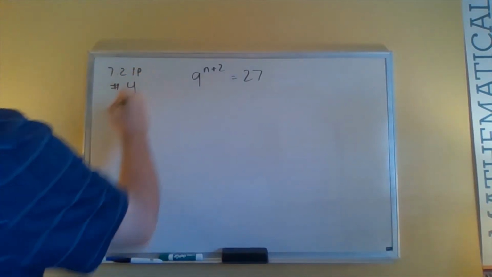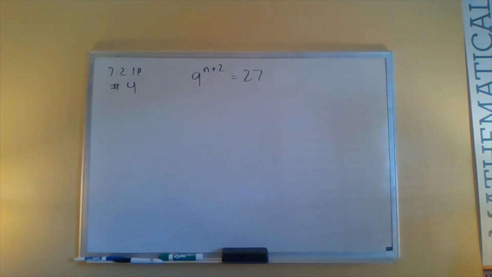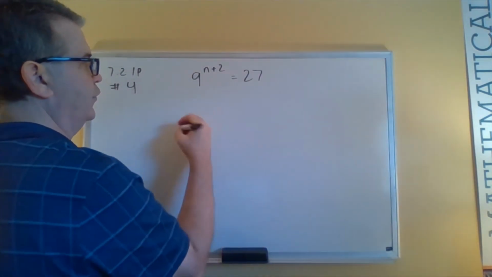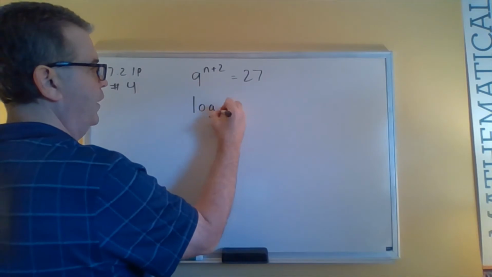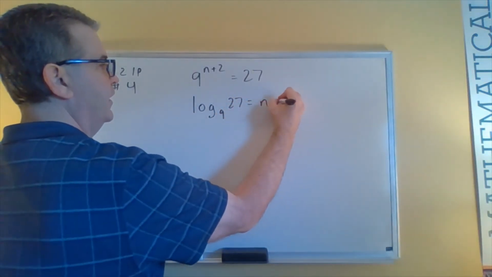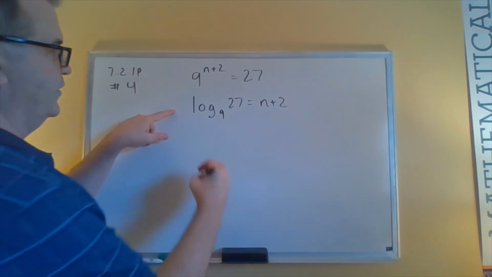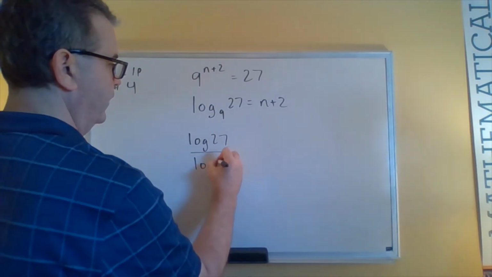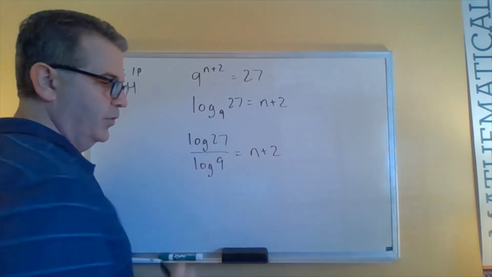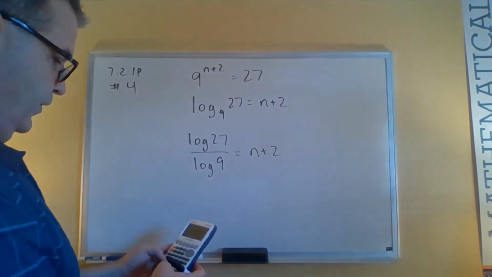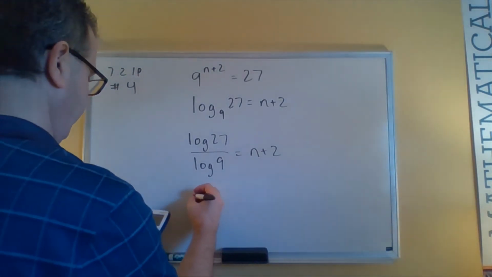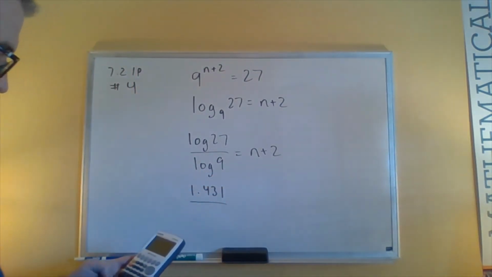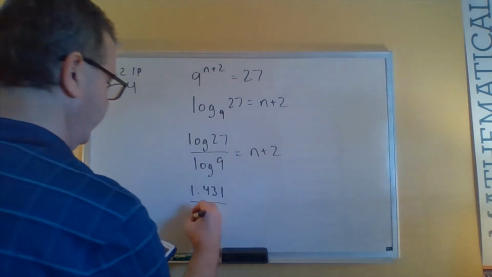Number 4. We have 9 to the n plus 2 equals 27. My exponential expression is already isolated on the left side here, so I'm going to rewrite this equation in logarithmic form. I will get the log base 9 of 27 equals n plus 2. We'll go ahead and use our change of base formula on the left side. I'll get the log of 27 over the log of 9 equals n plus 2. So the log of 27 equals 1.431, and that will be over the log of 9, which is 0.954.